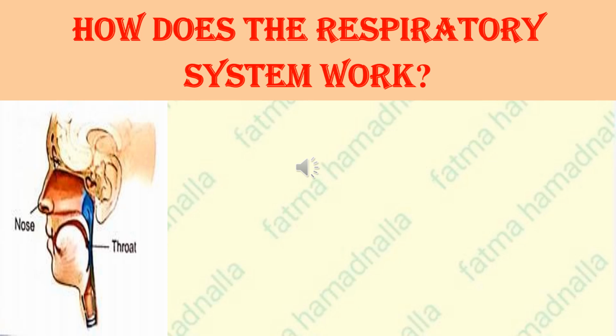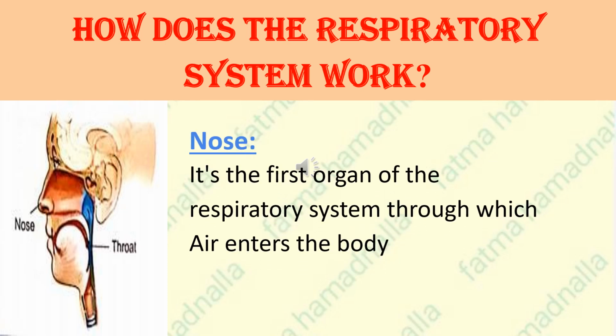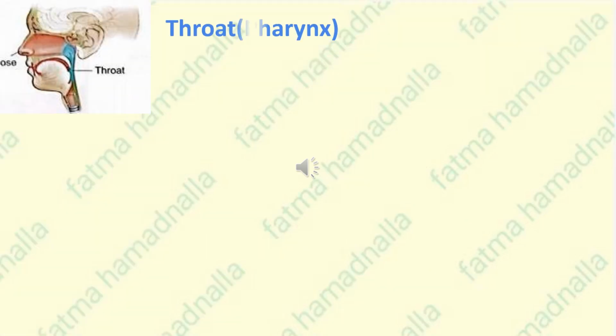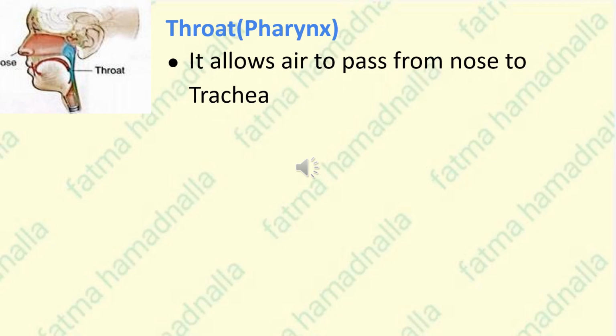First, the nose. The nose is the first organ of the respiratory system through which air enters the body. Sometimes air enters the body through the mouth. Then, the air moves to the throat. The throat, or pharynx. It allows air to pass from the nose to the trachea.